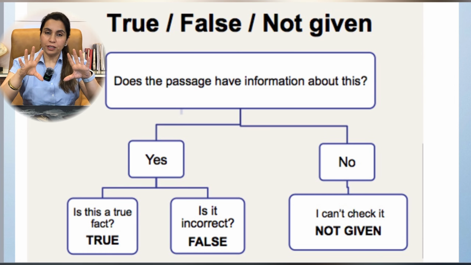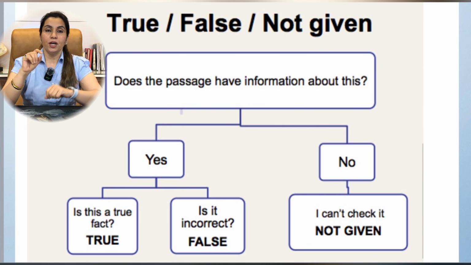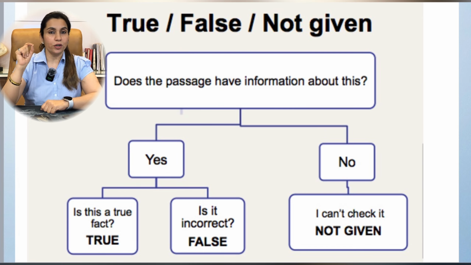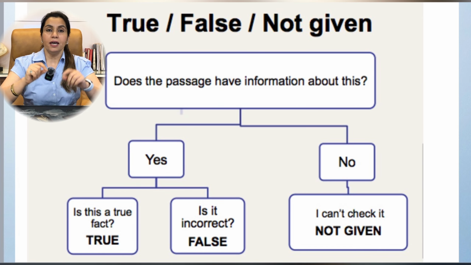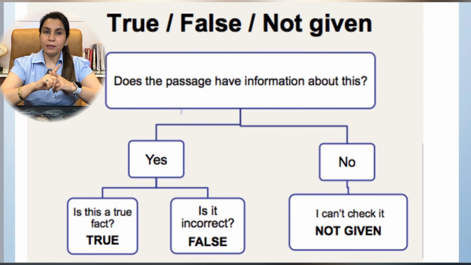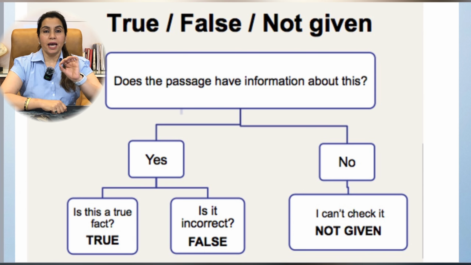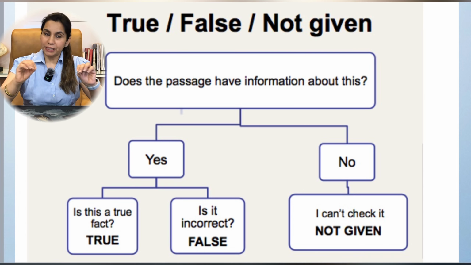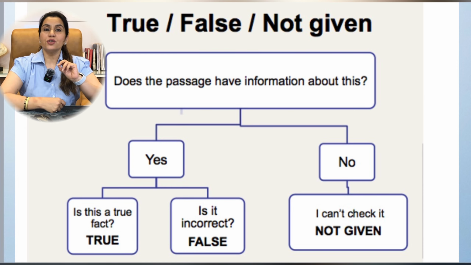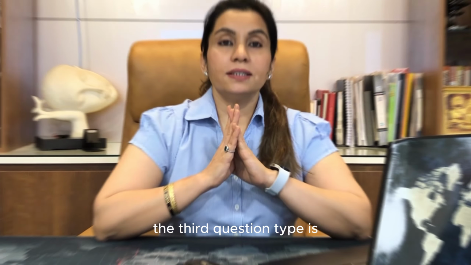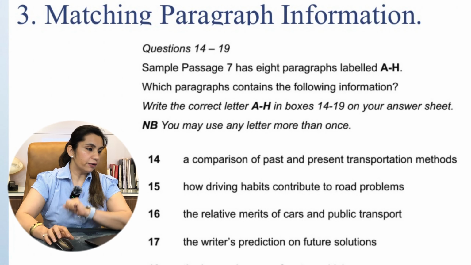Now, in the IELTS you will not find the same words or the same language. You will need to rephrase and understand what the question is saying and what the passage is saying. If the information matches, then the answer is true. If the information is contradictory, then the answer is false. And if you do not get the complete information, then the answer is not given. So there is a very slight difference between false and not given, but you need to check it very, very carefully.